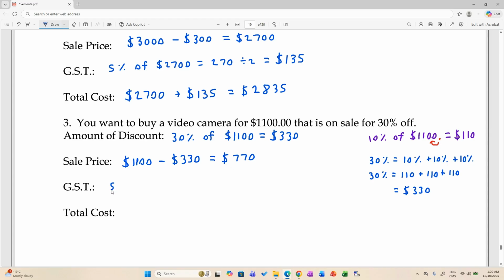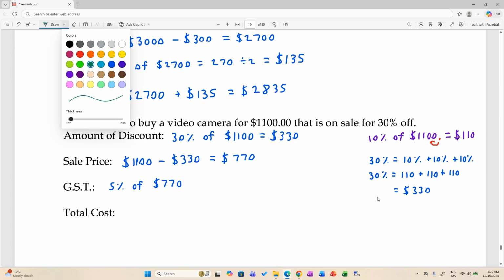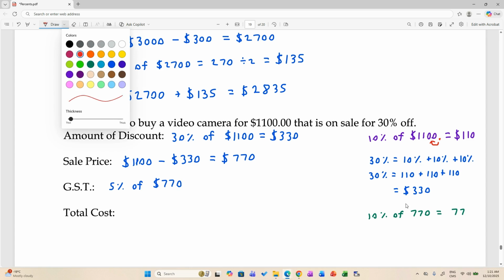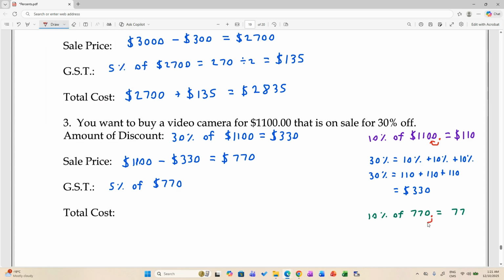Now, to find GST, we have to find 5% of the sales price. So I'm looking for 5% of the $770. Now, to solve for this problem, let's simply first find 10% of the $770. Now, 10% of 770 is simply going to be 77. So the same rules we've been using before. If I'm finding 10% of a number, I'm simply moving the decimal place of that number one back to the left. So hence, I'm just going to get 77.